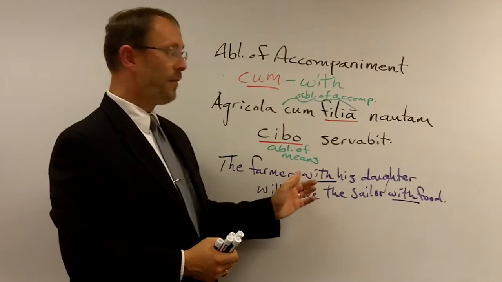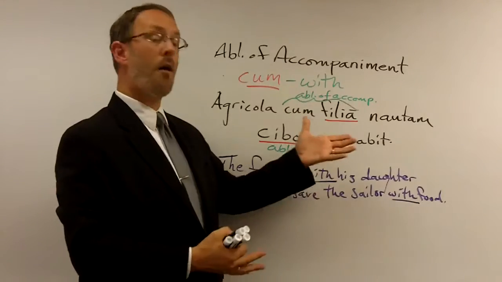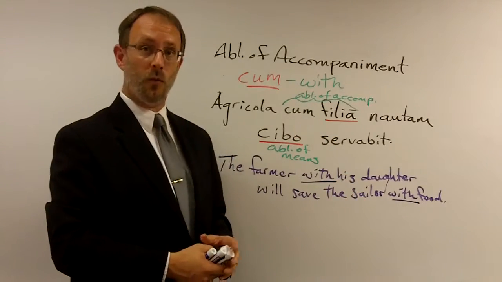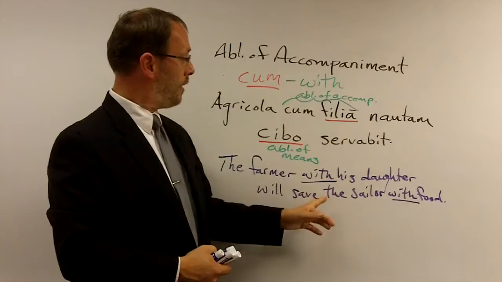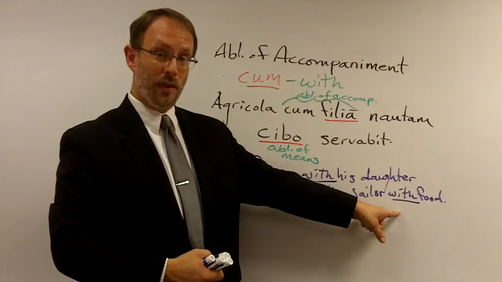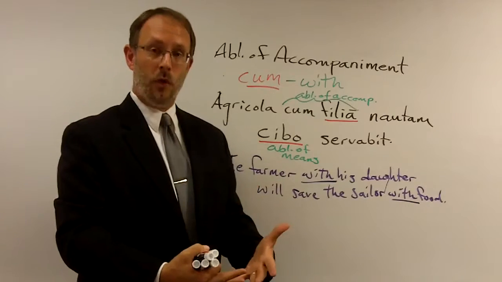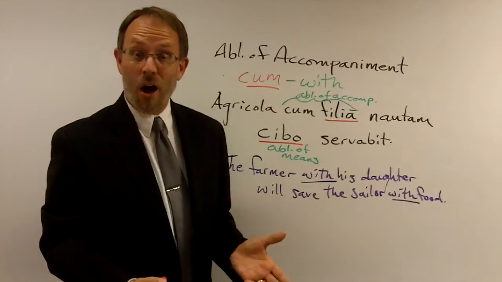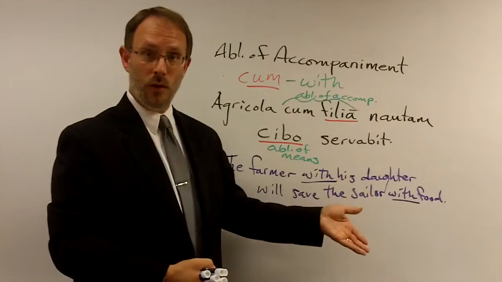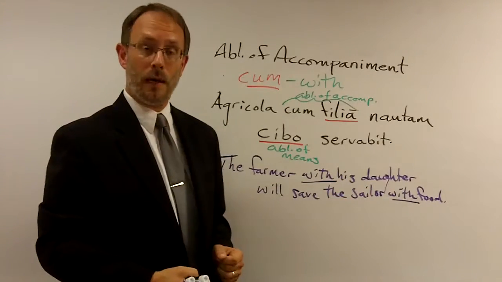Notice the first time, the farmer is simply doing something accompanied by his daughter. He's with his daughter, and in Latin, we use the preposition cum. The second time we use the word with in English is simply showing the means with which he will save the sailor. Maybe the sailor's really hungry, and so he will save him with food. If he were poor, he might save him with money.